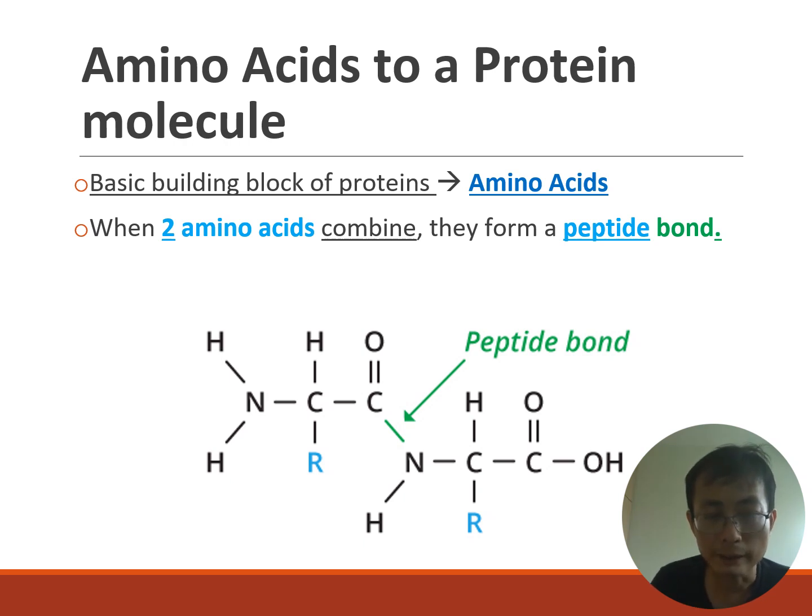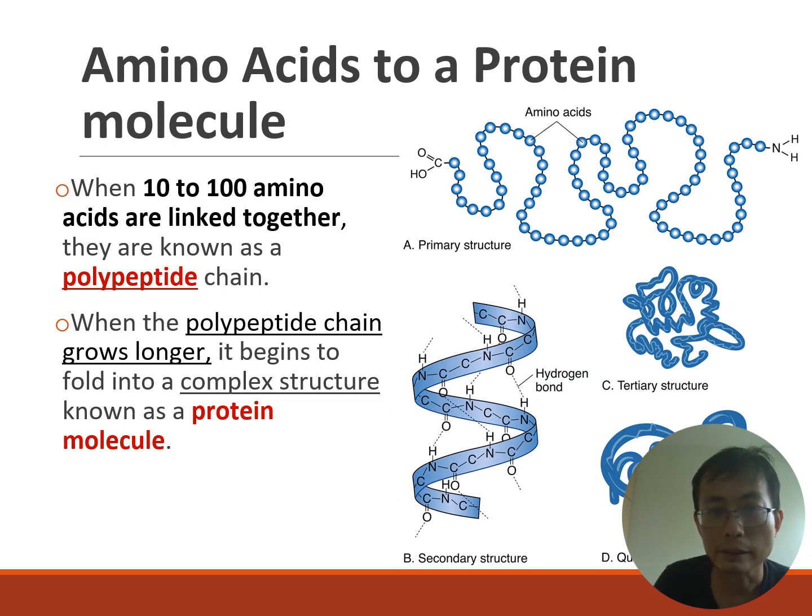So the next few slides give you a better idea of what amino acids and a protein are. Basically, they are chemically bound together by this chemical bond known as the peptide bond. And if you have long chains of protein molecules, it can be called a protein.